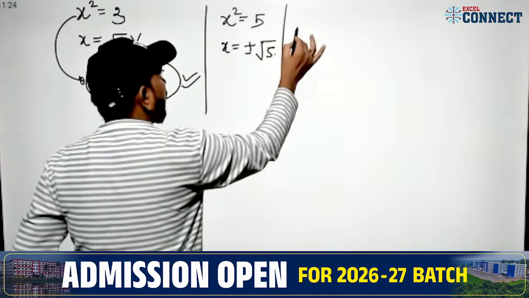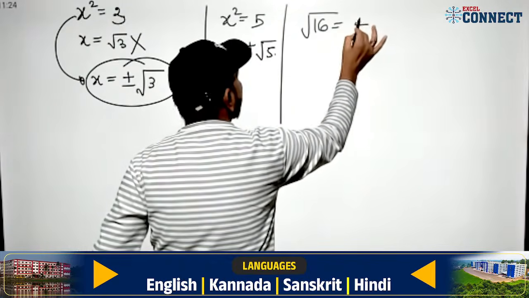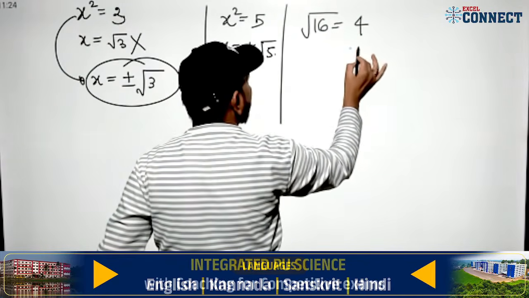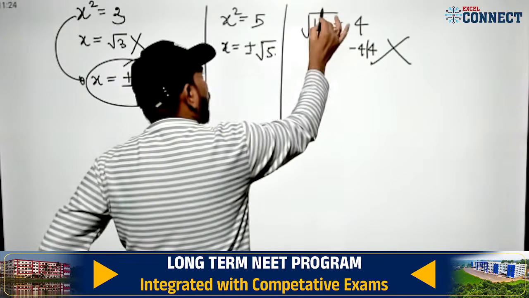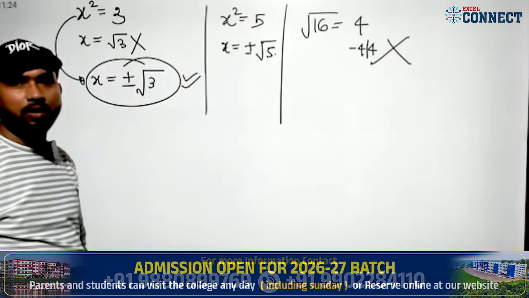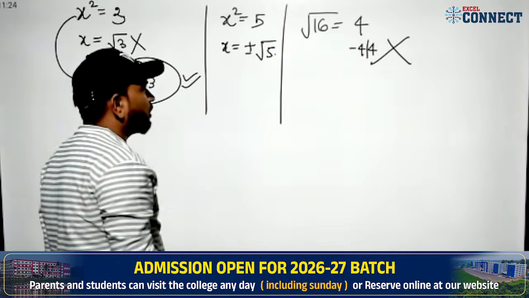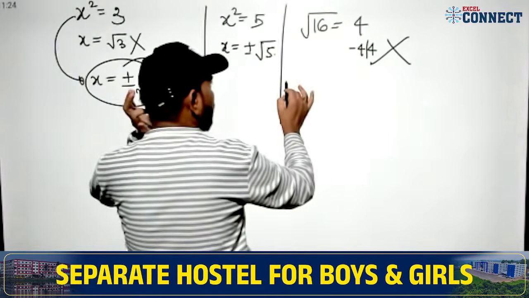If I ask you what is the value of root 16, you will answer only and only 4. Somebody says, no sir, minus 4 and plus 4, both are possible. No, it is not possible. Root always gives a positive value, not a negative value. 1.73 is also okay, if you know the exact value. Okay, so this is our thing.